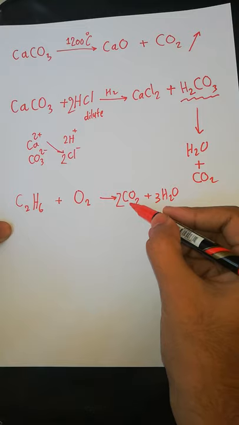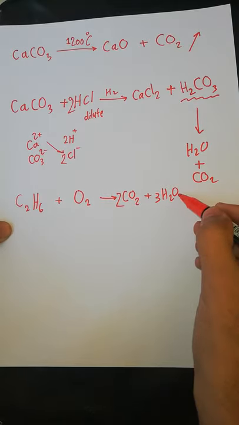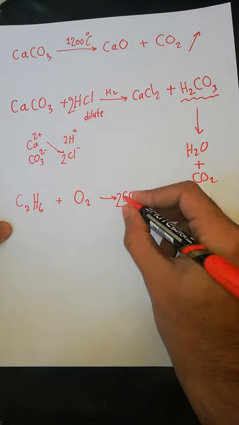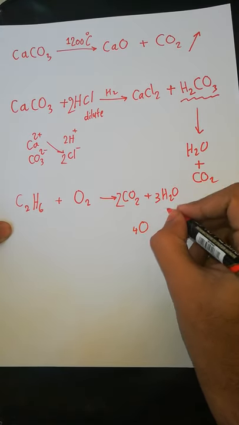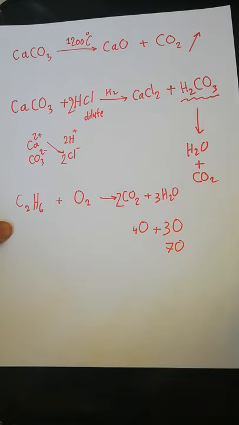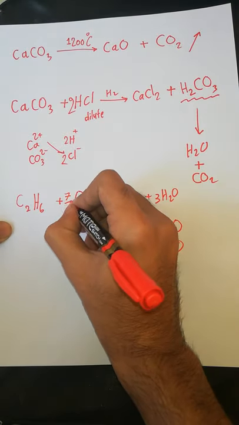So 4 oxygen here plus 1 oxygen multiplied by 3, 3 oxygen here. 3 plus 4, 7 oxygen. 7 oxygen here and 2 oxygen here. So I will multiply this by 7 divided by 2.